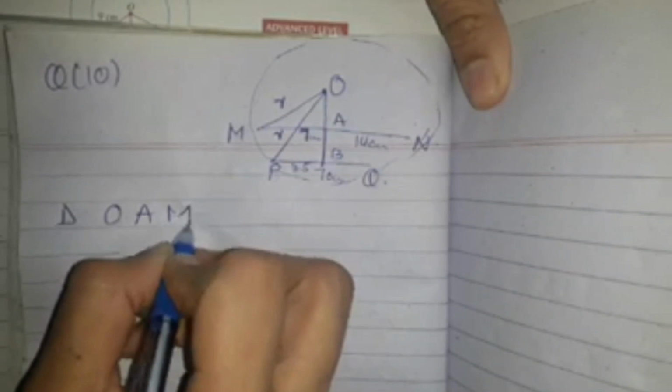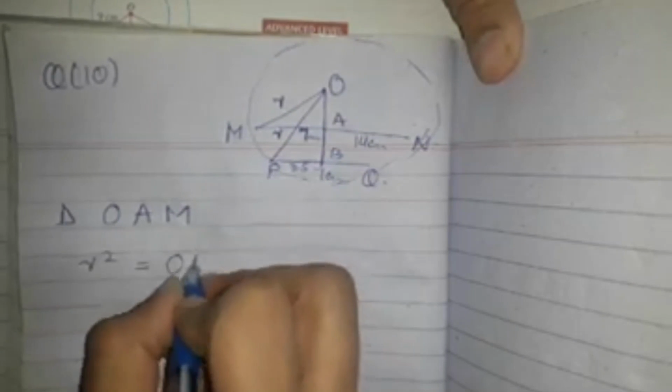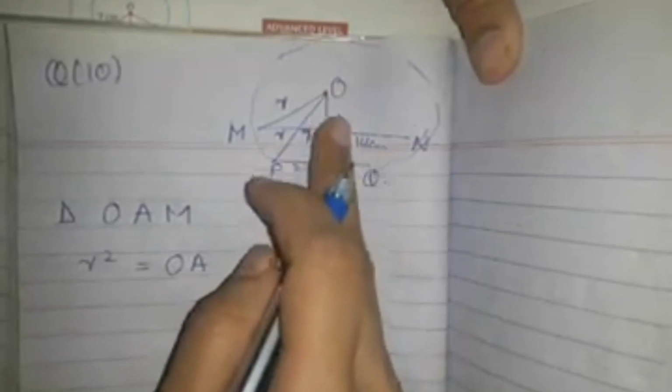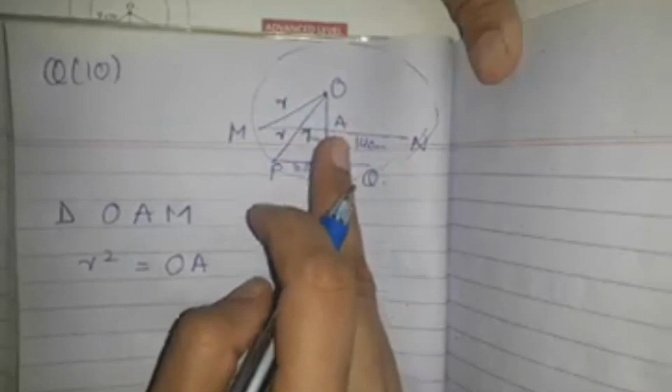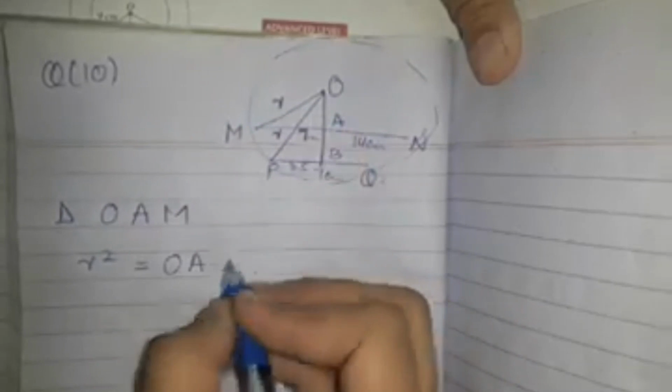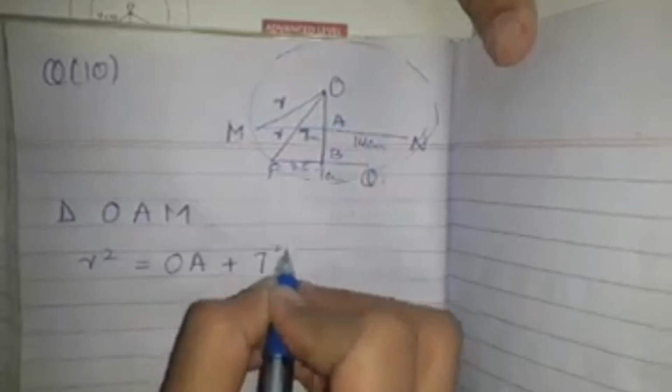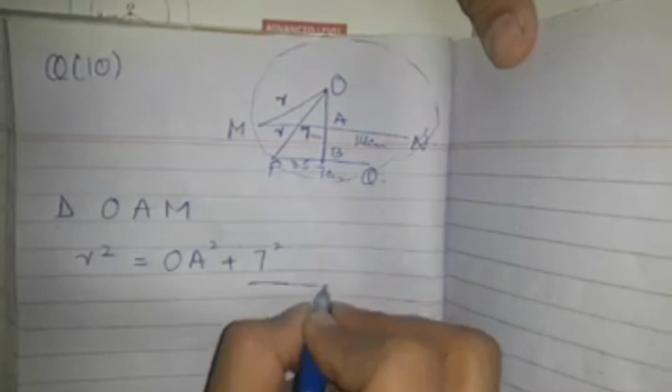So what we can do, we can write the Pythagoras theorem for triangle OAM, which is R square is equal to OA square plus AM square, and AM is 7. So this is equation number 1.